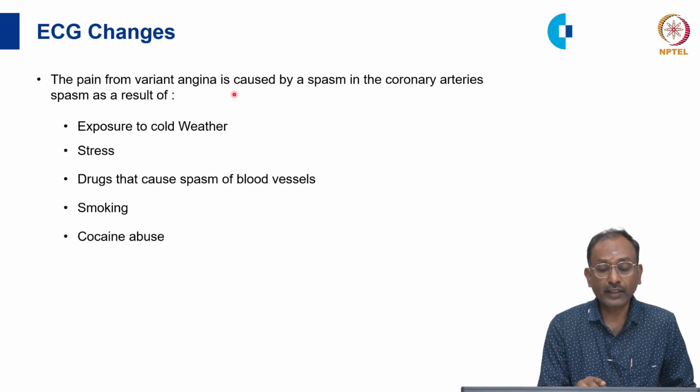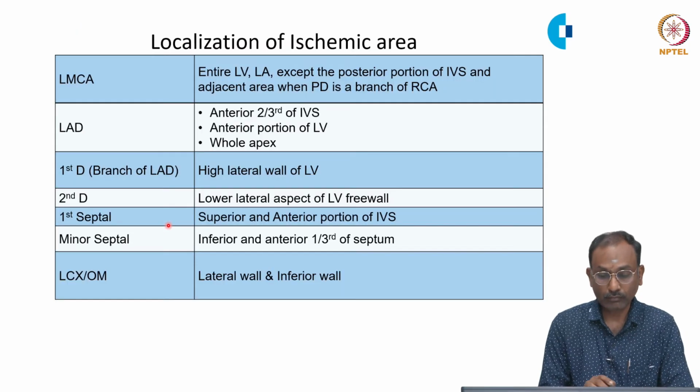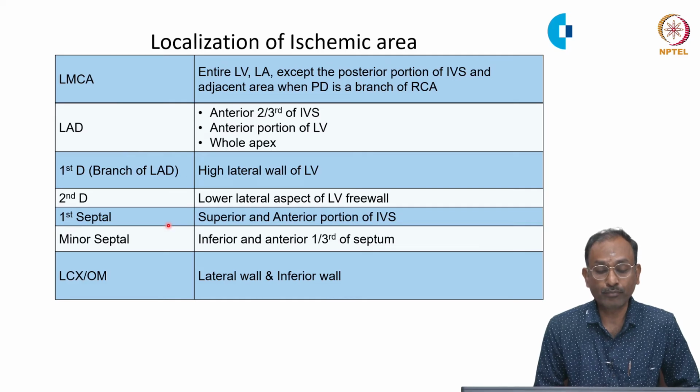So, the pain from variant angina is caused by a spasm in the coronary arteries. The main pathophysiological mechanism of variant angina is coronary artery spasm. This can be precipitated by exposure to cold weather, stress, drugs which can cause coronary spasm, smoking and cocaine abuse. Now, moving on to the other aspect of the presentation, that is localization of the ischemic area.